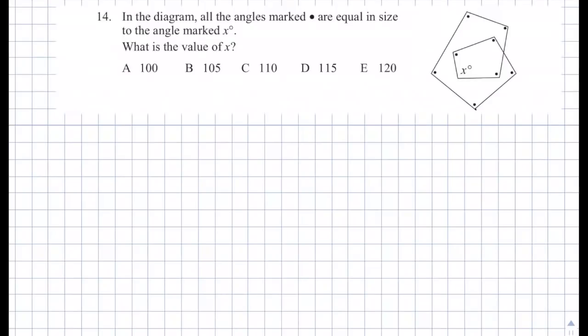Question 14. In the diagram, all the angles marked with a black dot are equal in size to the angle marked X. What is the value of X? We've got answers as A is 100, B is 105, C is 110, D is 115, and E is 120.